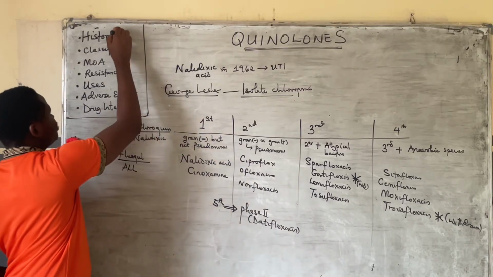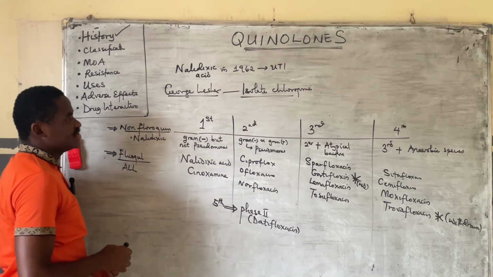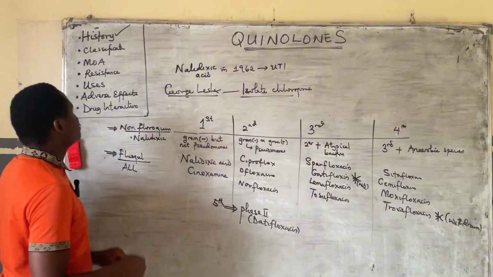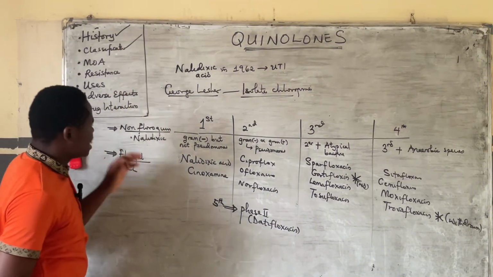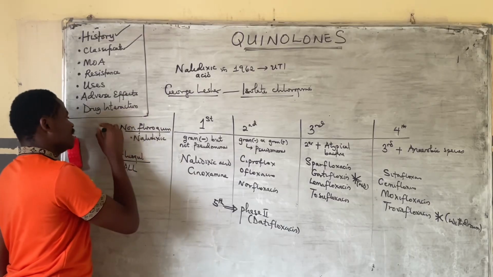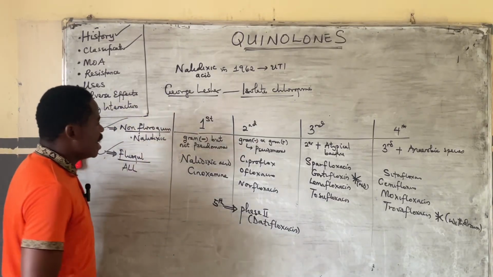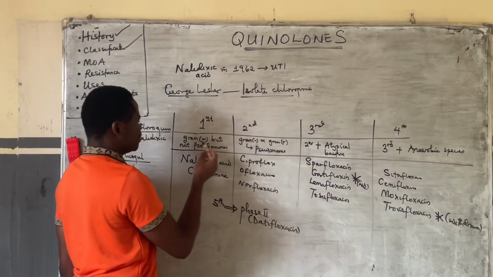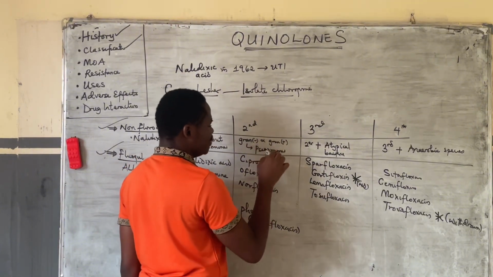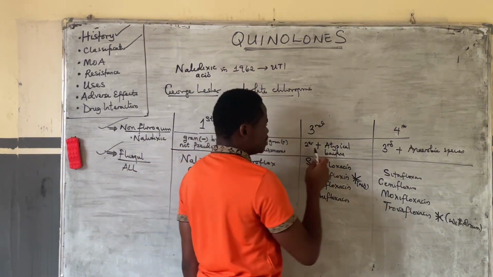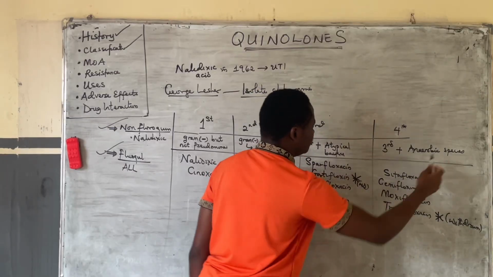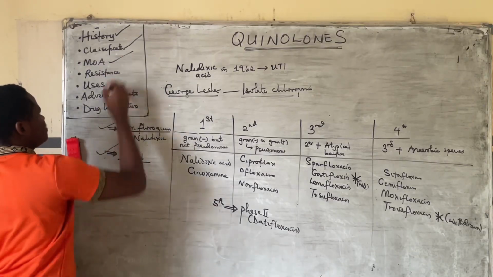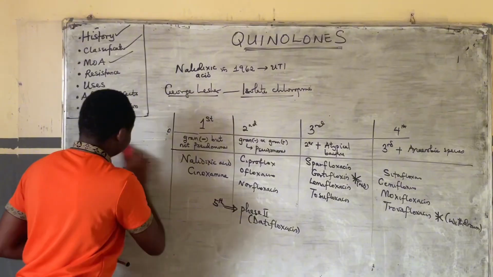All right, so history: George Lesher, 1962, on account of isolating chloroquine, discovered nalidixic acid, which was eventually used for UTI. Classification: we can classify on the basis of those that have fluorine and those that do not have fluorine, while we can also classify on the spectrum of action. Gram negative but not Pseudomonas; gram negative and gram positive with Pseudomonas; all we see in the second generation plus atypical bacteria; all we see in the third generation plus anaerobic species, and the examples are there for us to look at. Now let's look at the mechanism of action of the quinolones.